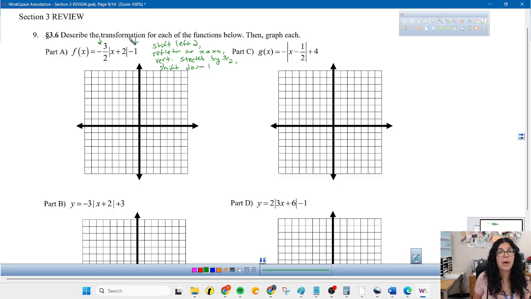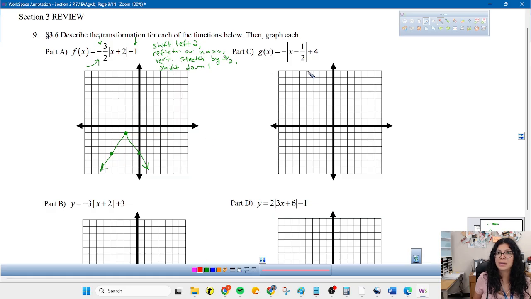Okay, to graph this, we can go ahead and graph the vertex, which would be -2, -1. And then we can use the A value as the slope to the right. So from that vertex, down 3 to the right 2 for the right side, and down 3 to the left 2 for the left side. And that is the graph.